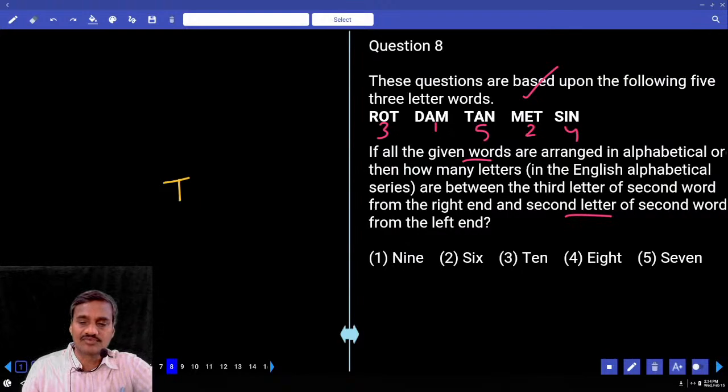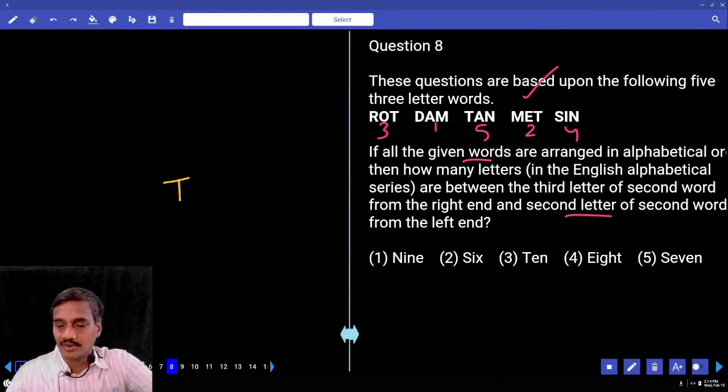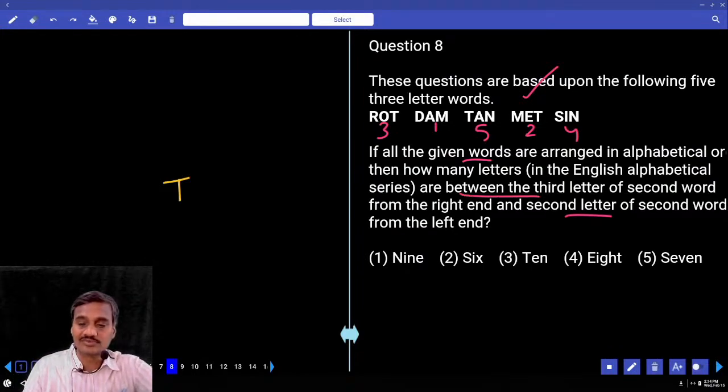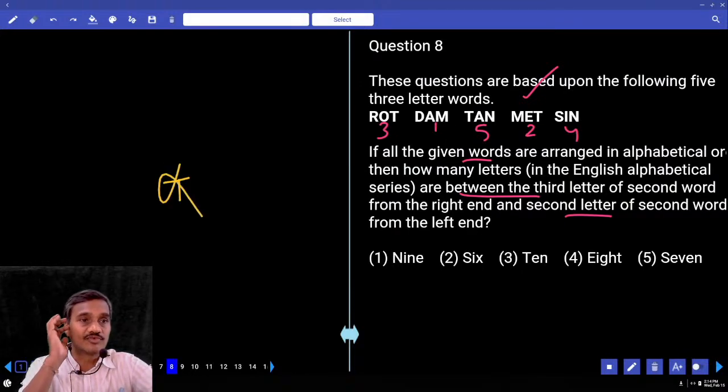Second word from the, yes, one minute. Now here, how many letters are there between the third letter of the second word from the right hand? Second word from the right hand means 1, 2, 3, 4, 5, fourth word.